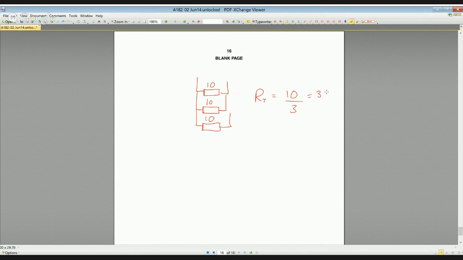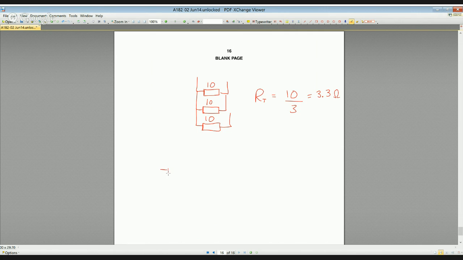There is a more complex formula that is used at A level, and you may come across that in some textbooks and some revision guides. At GCSE, you'll only be faced with resistors that are the same value, so this equation here will work. So basically, you take the value of the resistor and you divide it by the number of resistors you've got.